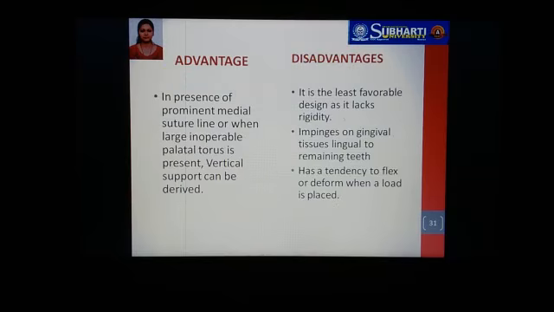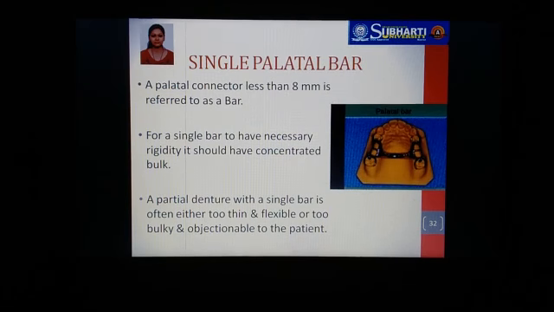Next is a single palatal bar. So bar, why? Because it has a dimension of less than 8 millimeters. So it can be given in cases where the edentulous span is less, in Class 3 cases where either 1 or 2 teeth are missing, then there is no need to extend it to 8 millimeters of width. So in those cases we can go for a bar which has a width of less than 8 millimeters.